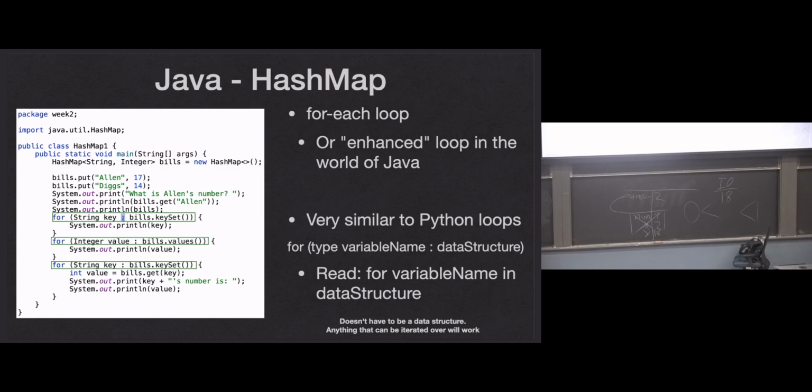You have to do keySet. When we go to IntelliJ, we can try. I believe it's an error if you don't do that. If it's not an error, it would iterate over the entries, which are the keys and values simultaneously. But I think it just gives you an error. If you say for key in bills, it would break. With an ArrayList, you can do for whatever in the ArrayList, the variable itself. And that'll work. But for a HashMap, it wants to know, are you iterating over the keys or the values?